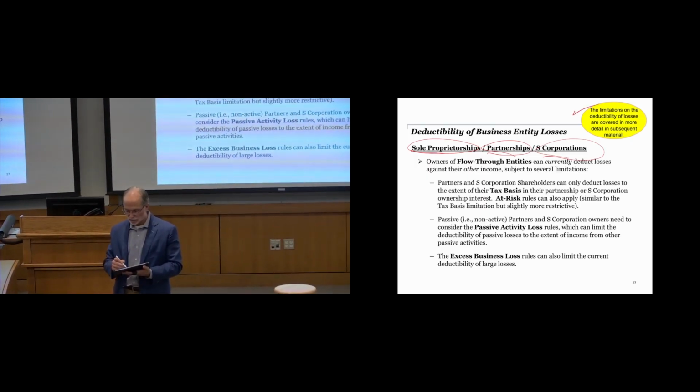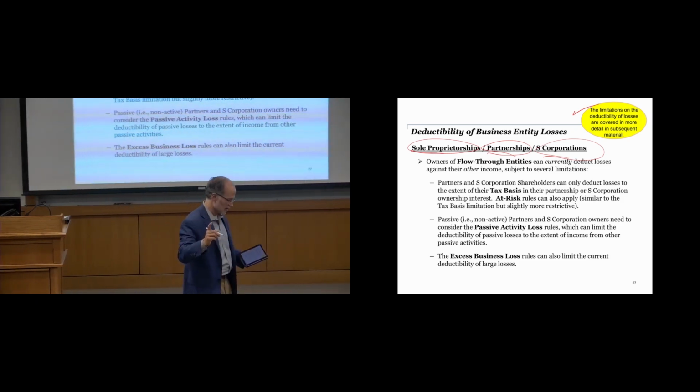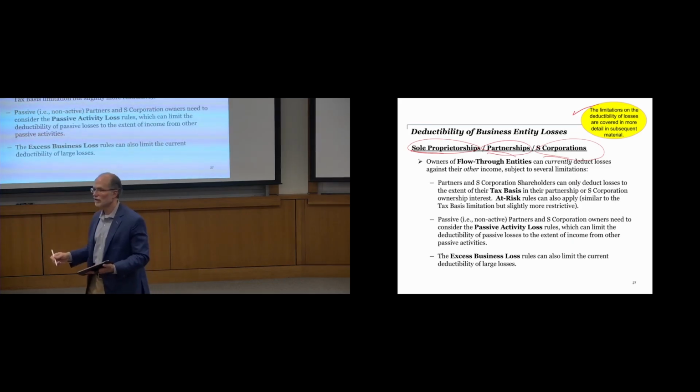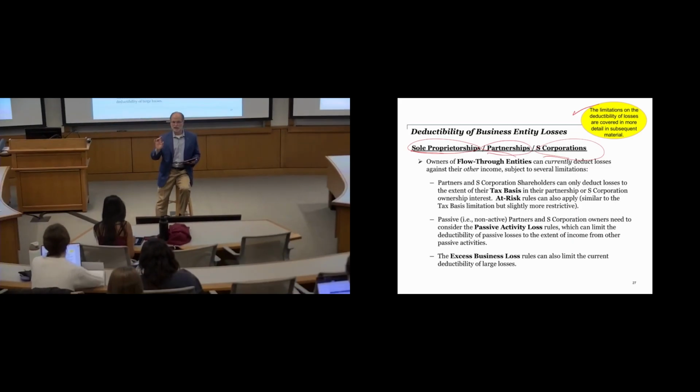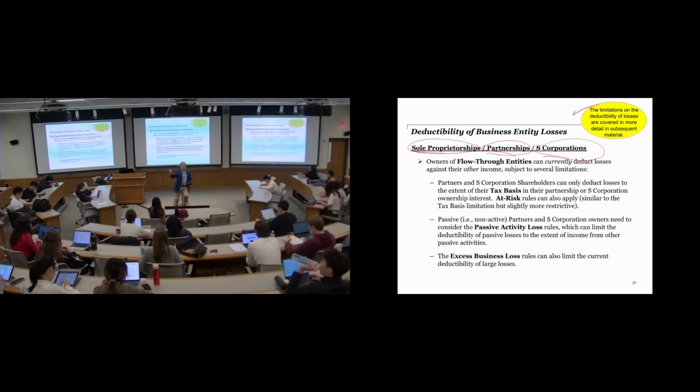We are going to cover all these limitations when we get to the specific entities, but just to preview the hurdles we're going to go through, because the government is reluctant to allow losses to offset other income. Not disallowing it forever, but they want to have tests before you can do that. I like to think of them as hurdles. You have to clear the first hurdle. You have to clear the second hurdle.